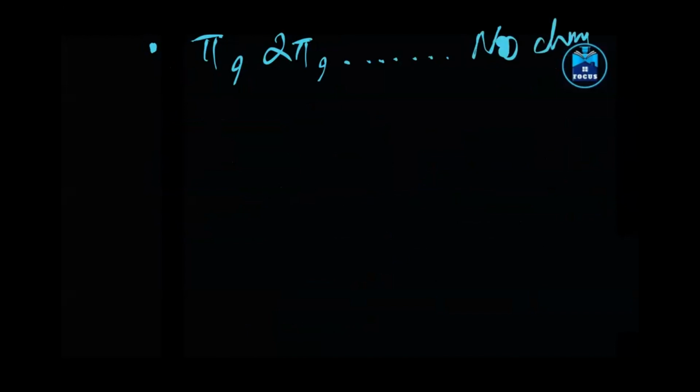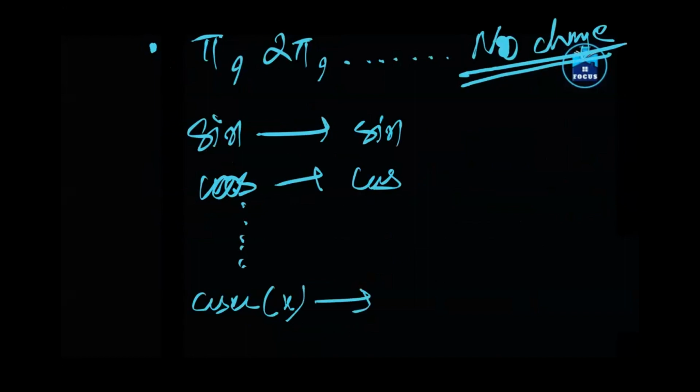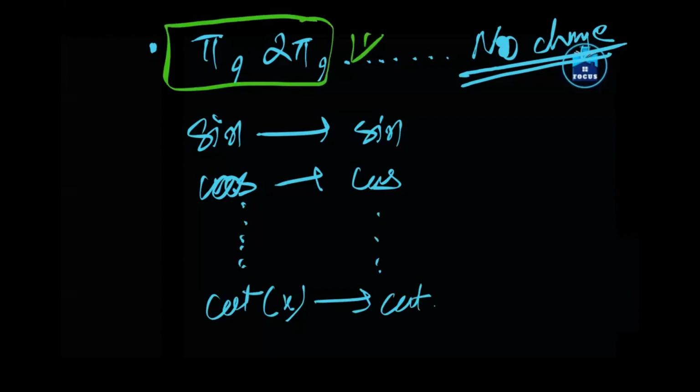The other type is you could see pi, 2 pi, this type of thing in your question. Then you always tell yourself there is going to be no change, which means sine will remain sine, cos will remain cos, and so on for all the others. I'm going to write the last one, which is cosec. I guess the last one is always the cot, so cot will remain cot. It's the same thing. This is for when you have pi, 2 pi type of thing. Can you remember this also? Yes. Okay, now you have understood almost everything.